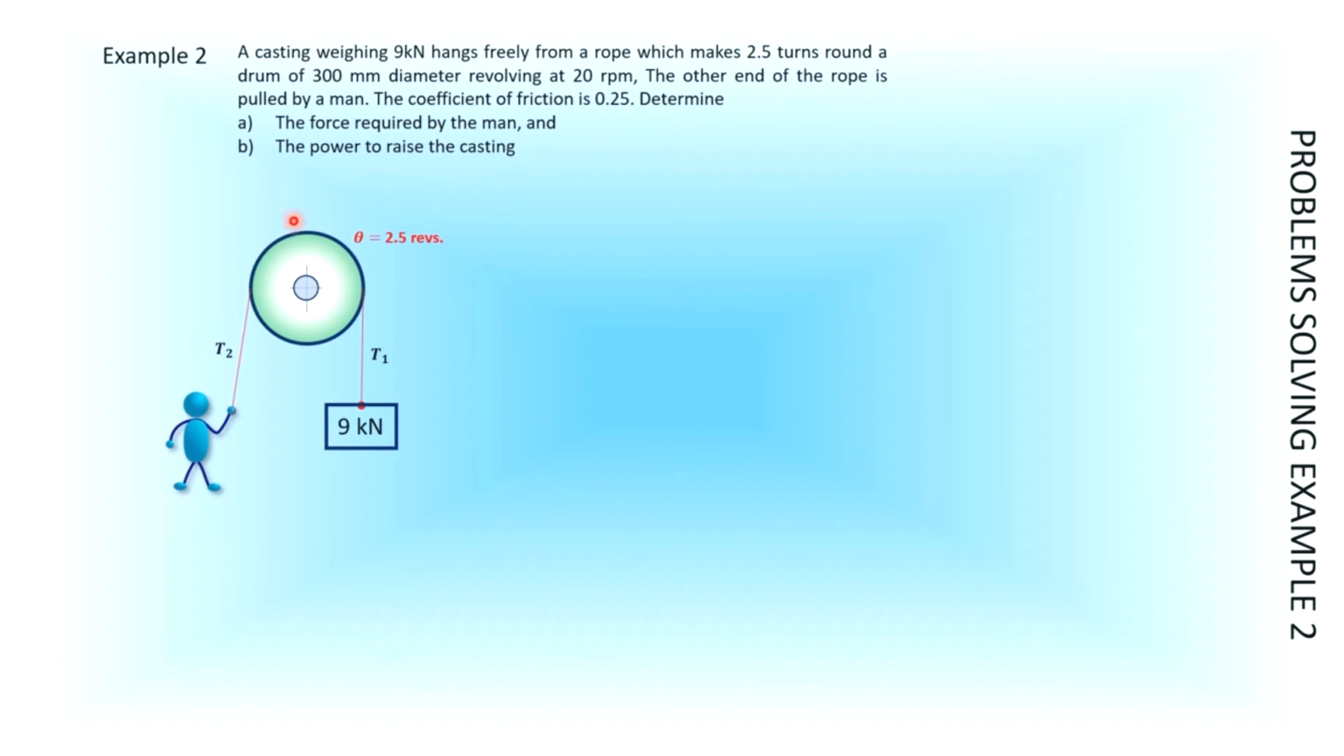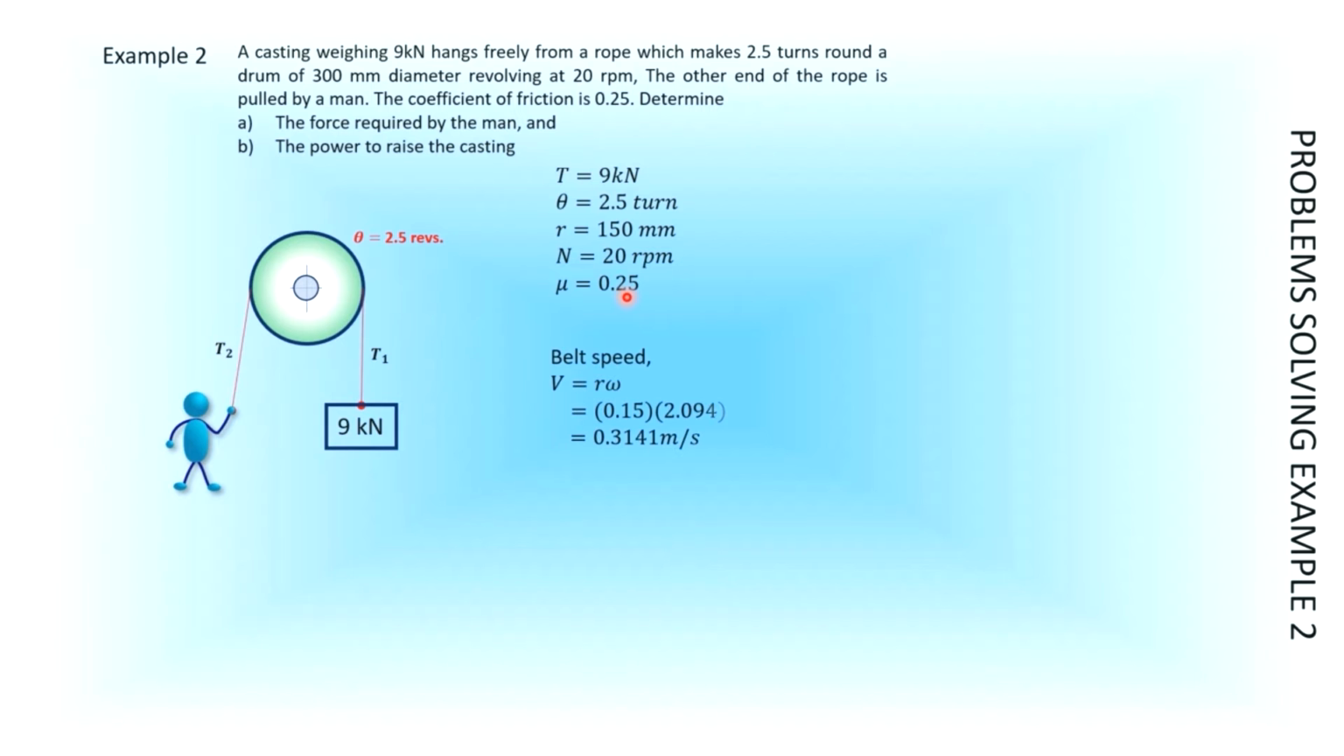I have a simple diagram here. This drum, or the pulley, has rotated 2.5 revolutions for you to raise the mass of 9 kilonewton. We have the slack side tension T2, and on the weight side, you have the tight side tension T1. These are the given data.